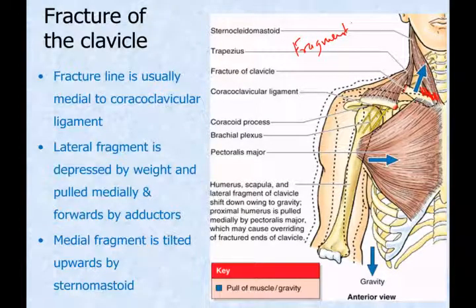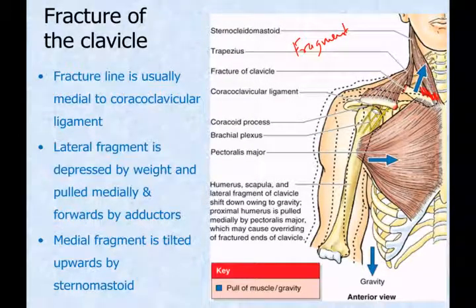Medial fragment is pulled up, as you can see here, pulled up by the action of the sternocleidomastoid. Then the lateral fragment, now this is the lateral fragment. Lateral fragment is the one that is attached to the upper limb. Now, just like the sternocleidomastoid, the lateral fragment is attempted to be pulled up by the trapezius muscle, which is here, trapezius. There's an attempt by the trapezius to pull it up, but it fails.